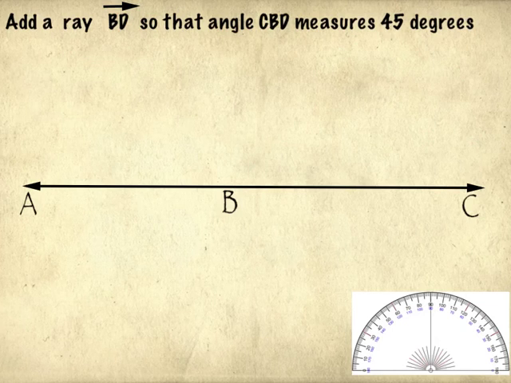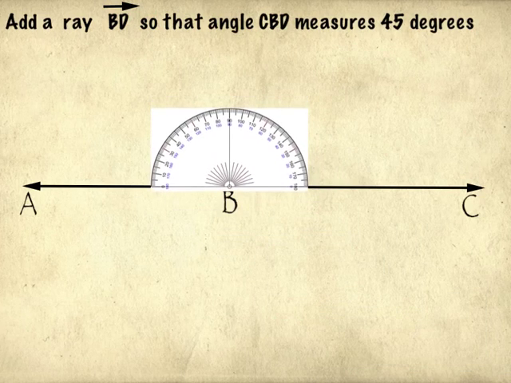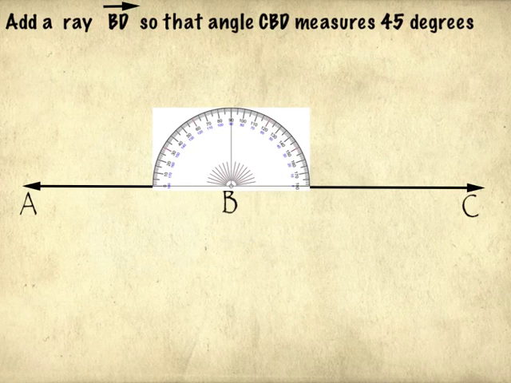But I'm not just making the line. I want to make sure that angle CBD measures 45 degrees. So for that, I'm going to need to use a protractor. So I'm going to put the 0 on the line like that. And then I need to make sure that my new ray is going to measure 45 degrees. So I'm going to start at the dot and put it to be 45 degrees.